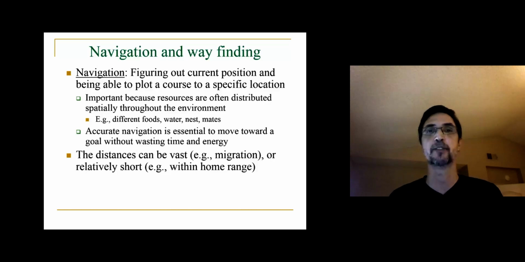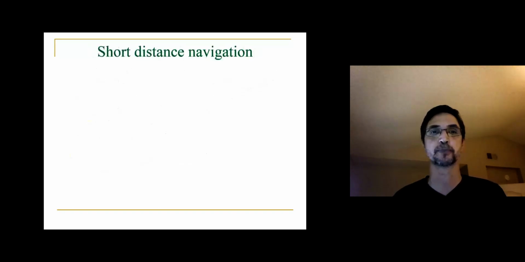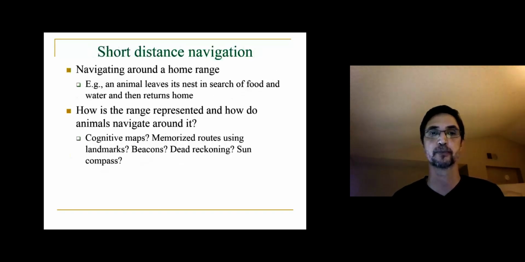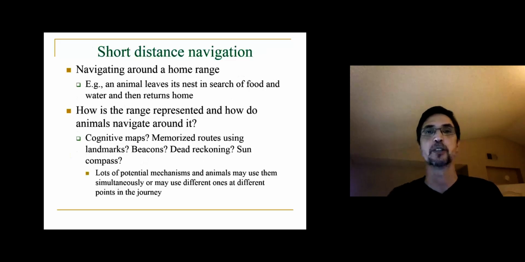So as I said, the distances involved in navigation can be quite vast, as when animals engage in migration, or they can also be relatively short distances, right? Like when animals are navigating to get around their home range. And it's the short distance navigation that's going to form the part of this lecture. So, navigating around a home range.